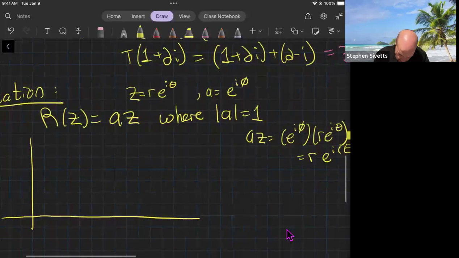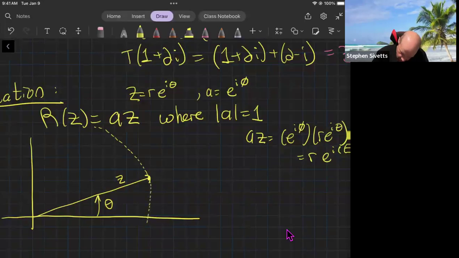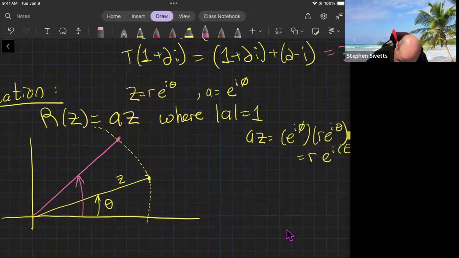Okay, so all this transformation would be is, if this is my complex number z and it has a fixed radius and an angle theta, what this transformation will look like is just, well, the radius is kept the same, but this angle is added on. So this would be theta plus phi. Okay. If phi is positive, we're going counterclockwise. So that would be what that transformation will look like, right?